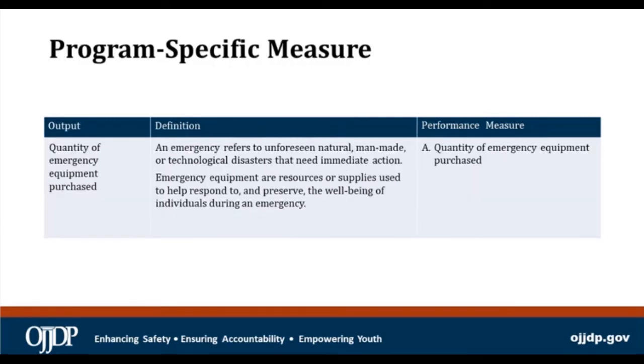Quantity of equipment purchased is the first example of a program-specific measure. We define emergency equipment as resources or supplies used to help respond to and preserve the well-being of individuals during an emergency. For this measure, you will simply enter the quantity of emergency equipment purchased.